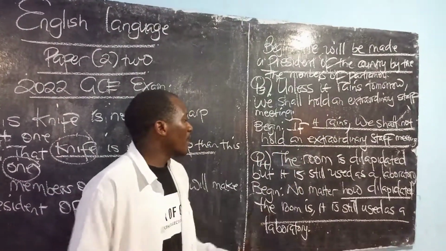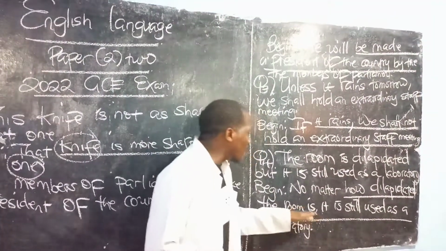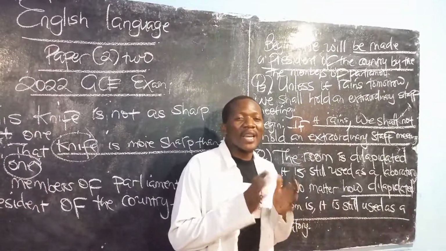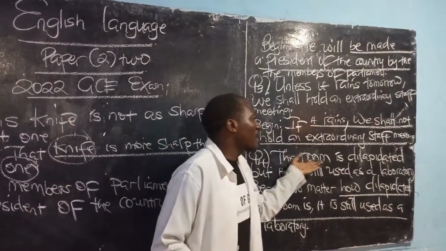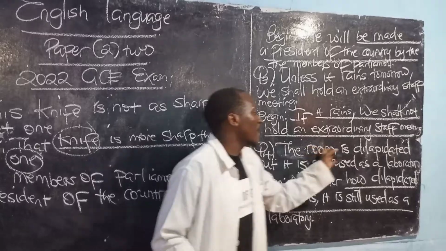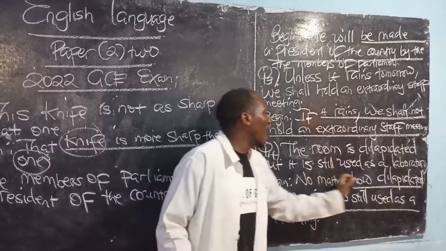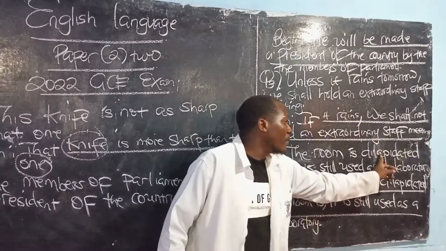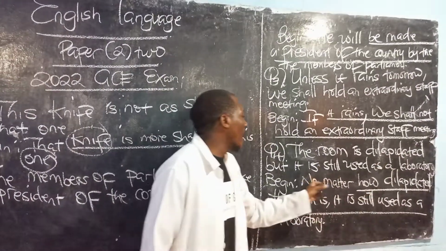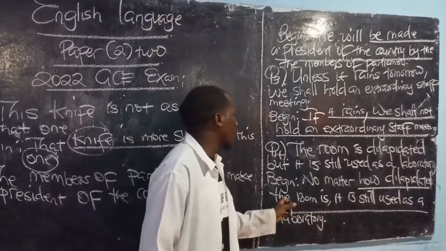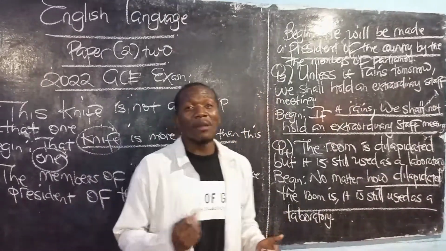Question 4. The room is dilapidated, but it is still used as a laboratory. You are supposed to understand that when you start with no matter, you should firstly target what you should describe from the particular sentence. So what's being described is the nature of the room, and its description is that it is dilapidated. Hence, we're going to say no matter how, then we bring in the actual description, which is going to clearly state how this room's nature is. We're going to say no matter how dilapidated the room is. Then we're going to end with what is positive by saying it is still used as a laboratory.